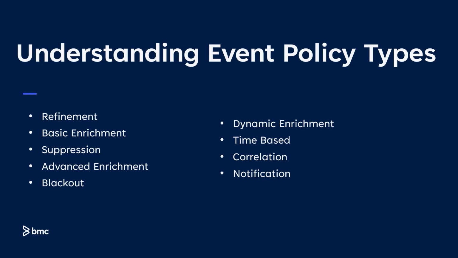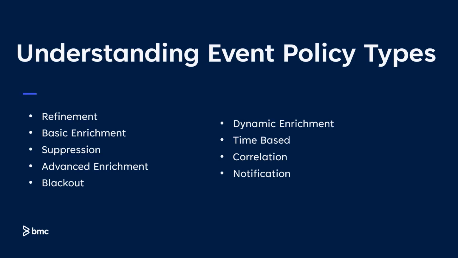Refinement. This policy allows you to update information in events. Basic enrichment. Refines event slots such as severity, priority, and message using selection criteria. Suppression. This type of policy drops events matching the selection criteria. Advanced enrichment. Similar to basic enrichment, but this one uses a wide range of slots and more complex workflows in which you can use selection criteria, functions, and variables. At the end of this, you will get more meaningful events.